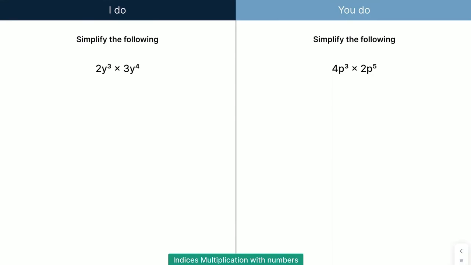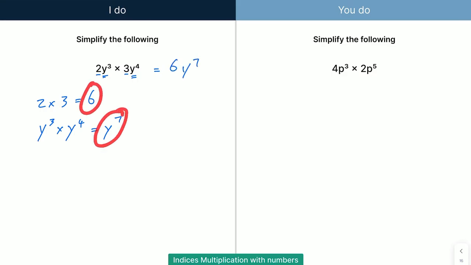Now, moving on, we now have numbers and indices as well. So the way I like to do this is in 2 parts. So first I would focus on the numbers. So the numbers is 2 times 3, which is 6. And then I look at the indices. So that's just going to be y cubed times y to the 4. And that's just going to be y to the power of 3 plus 4, which is 7. So the final answer is going to be 6y7. Okay, so that's going to be that and that.